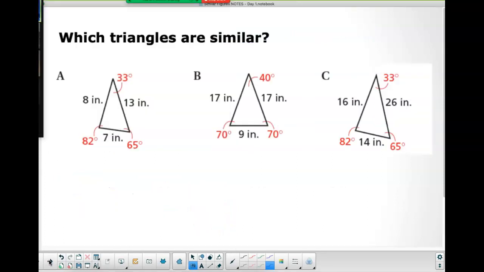Okay, how about these triangles? Which triangles are similar? We have triangle A, triangle B, and triangle C. Those of you that have your notes packet in front of you, you're on page 10 of your notes packet, page 10. Which triangles are similar? Which one can you eliminate right away?